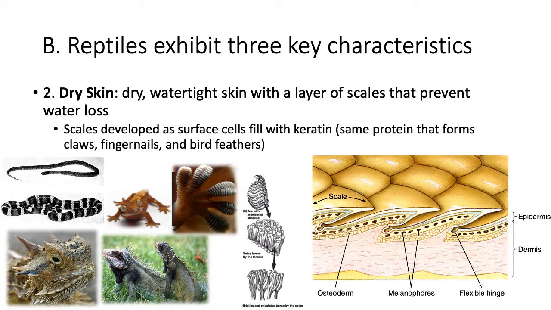Okay, a second key characteristic is dry skin. So amphibians were moist and smooth, and reptiles are going to be dry. I'm not going to say bumpy because there are some reptiles that can be smooth. But it's dry, it's watertight skin, and that skin is made up of scales. These scales are made up of keratin. It's the same protein that's used for claws, fingernails, and bird feathers.